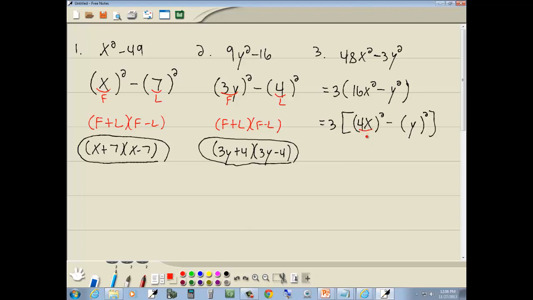So I'll label this as f for first, label this as l for last. And our formula says f plus l times f minus l. The 3 just keeps carrying down, doesn't change anything. Now wherever there's an f in my formula, I'll put in 4x. Wherever there's an l, I'll put in y. So we've got 4x plus y times 4x minus y. And that's our answer.